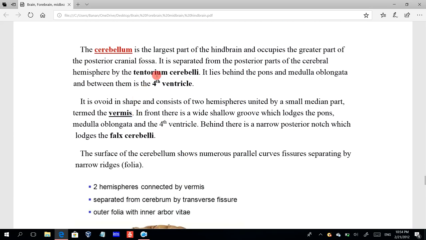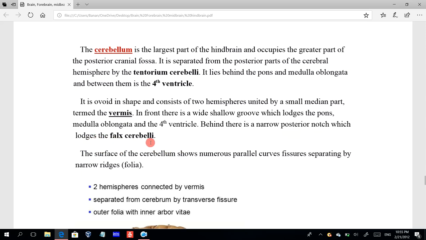The cerebellum is the largest part of the hindbrain and occupies the greater part of the posterior cranial fossa. It is separated from the posterior parts of the cerebral hemisphere by the tentorium cerebelli. It lies behind the pons and medulla oblongata, and between them is the fourth ventricle. It is ovoid in shape and consists of two hemispheres, united by a small median part termed the vermis. In front, there is a wide, shallow groove which lodges the pons, medulla oblongata, and the fourth ventricle. Behind, there is a narrow posterior notch which lodges the falx cerebelli.